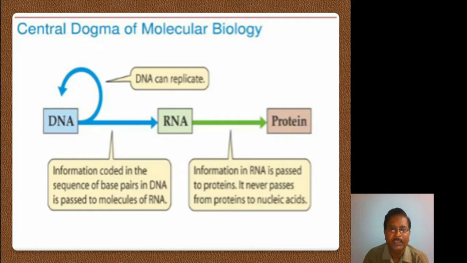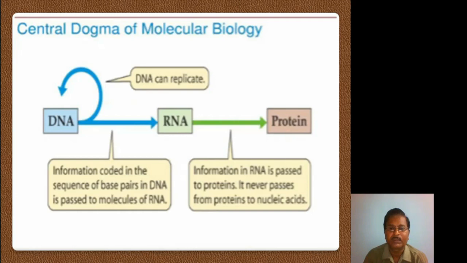DNA can be duplicated into another copy. It is called DNA replication. Then the information present in the DNA can be taken to RNA, and it is called transcription, where information coded in the sequence of base pairs in the DNA molecule is passed to molecules of RNA. Then the information in RNA can be converted into protein molecule. This is called translation, where information present in the RNA is passed on to proteins.